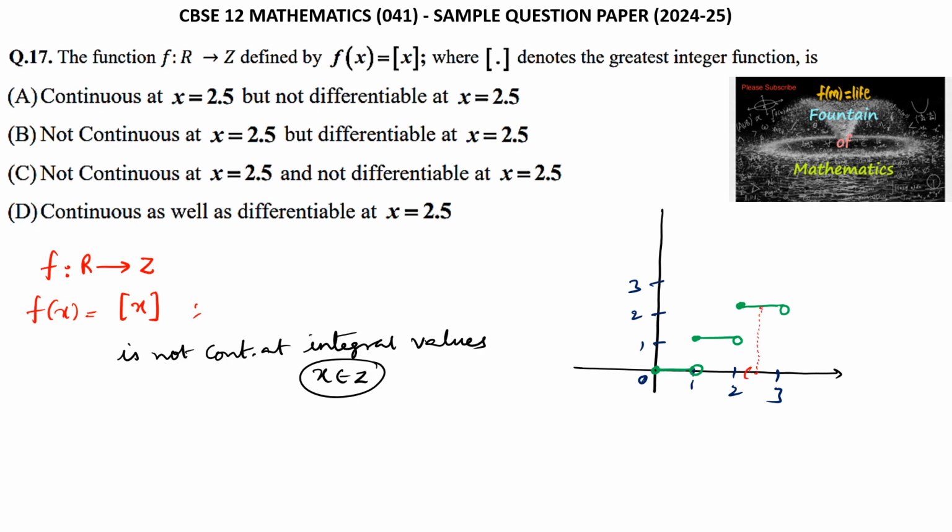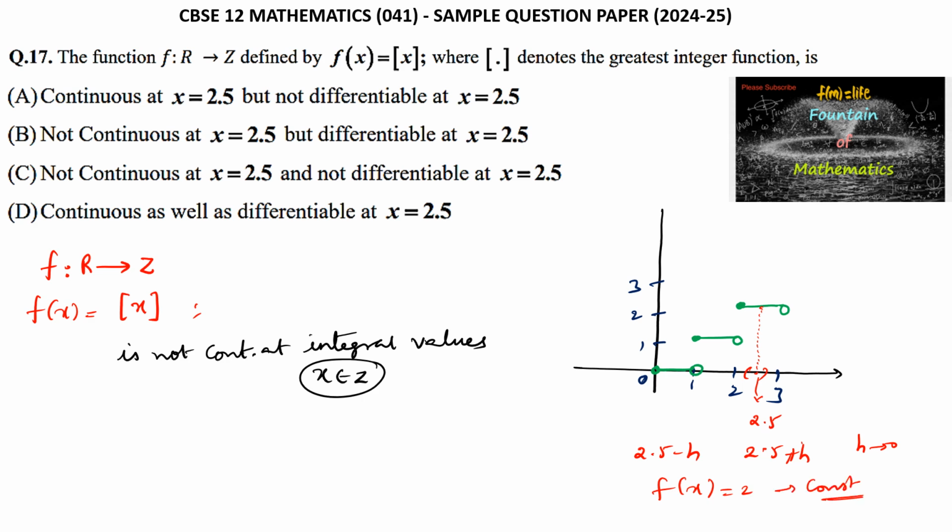And in the neighborhood of 2.5, in the left neighborhood and right neighborhood, meaning 2.5 minus h and 2.5 plus h, as h tends to 0, we can see that the value remains constant, that is f of x is equal to 2. It's a constant function, so it's a straight line moreover.